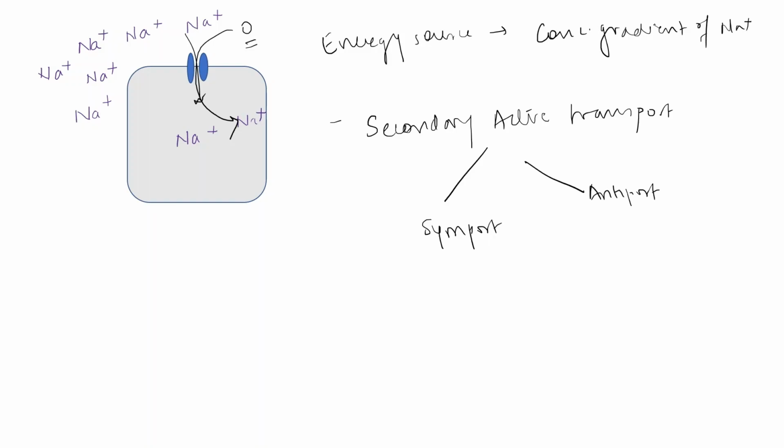Symport is when the molecules move along the direction of sodium, that is, along the direction of the energy source, the concentration gradient. An example is glucose. Antiport is when the movement of the other molecule happens in the opposite direction. An example is calcium ions. Calcium and sodium move in opposite directions in the cardiac cells, whereas glucose and sodium move in the same direction.